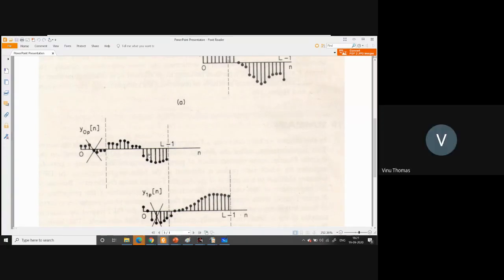Okay, right. Lakshmi, can you make a guess why you call this overlap save?